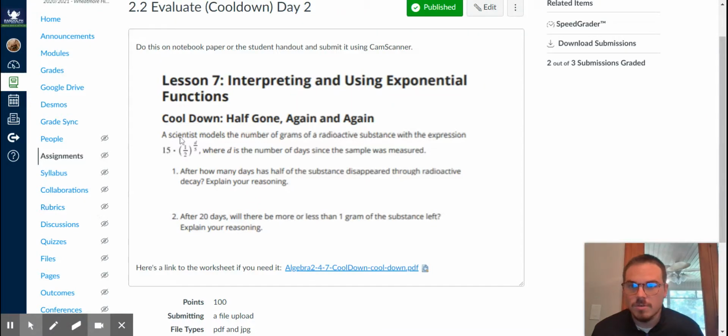All right, so here is the evaluate cooldown day 2. So we're going to do this on either the handout or the notebook paper that you have. Please remember to use CamScanner or your Apple Notes to upload this in. That way it's easy for me to see.